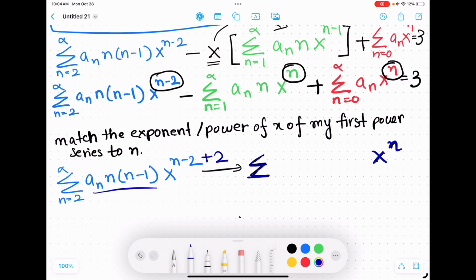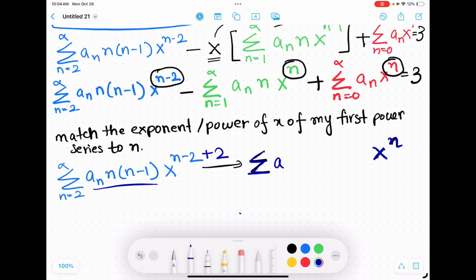So that means my a sub n gets transformed into a sub n plus 2. Then my n over here gets transformed to n plus 2. And then my n minus 1 over here also gets transformed, so now I have n plus 2 minus 1, which gives n plus 1. So by transforming this, I have my power at n.